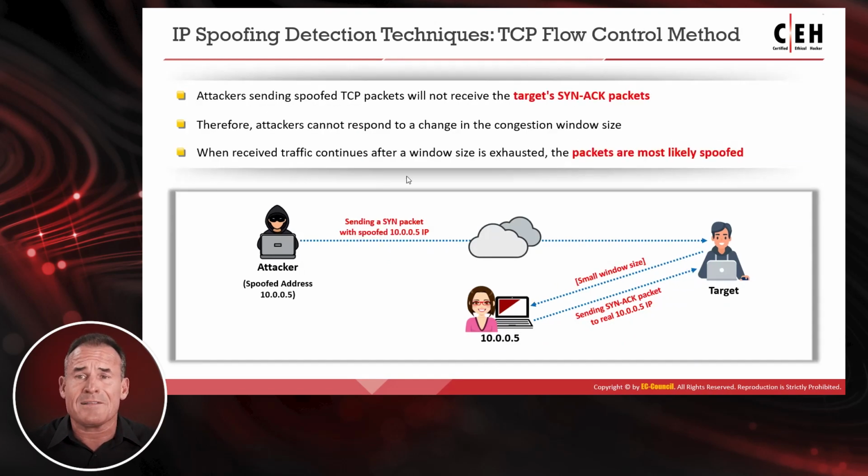All right, then you've got the TCP flow control method. So if the spoofing IP continues to send packets in after exhausting the window size, that indicates they're not receiving the window size negotiations or the window size in the outbound packets from the target. So all 3 of those can be used to determine potentially suspicious traffic, implementing some sort of IP spoofing.